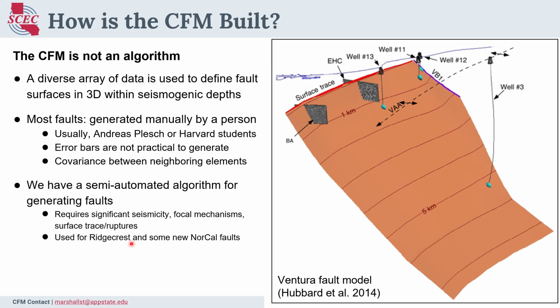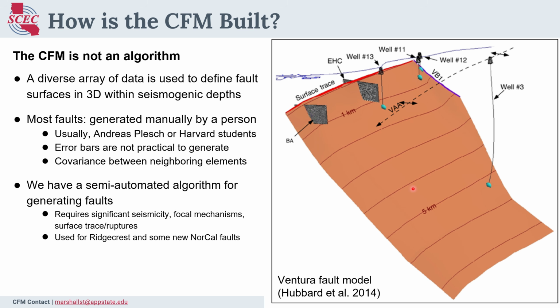Andreas Plesch is going to talk to you about this a lot more, so I'll be brief on this, but I guess the take-home message here is that the community fault model is not an algorithm. It's a model that's built by humans, and we do use an algorithm now and then, but most of it is actually involving, this is the Ventura Pitas Point fault, and you can see it's involving all kinds of different data. You have a dip angle here that's shallow, then it's steeper, then it's shallower. You have a fault trace, you have some seismic reflection profiles, you have some well data. We try to integrate every kind of data that we can find to build three-dimensional representations of faults. We think that's the best way to represent what faults look like in Earth.